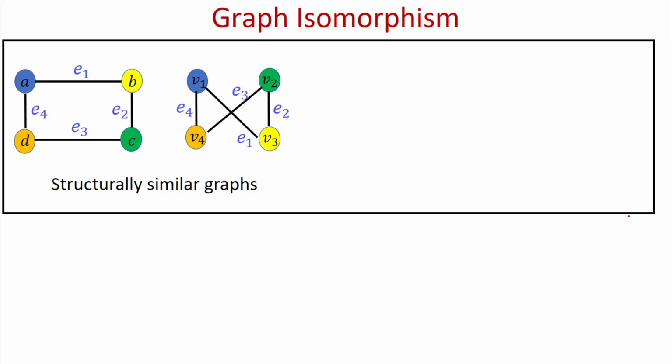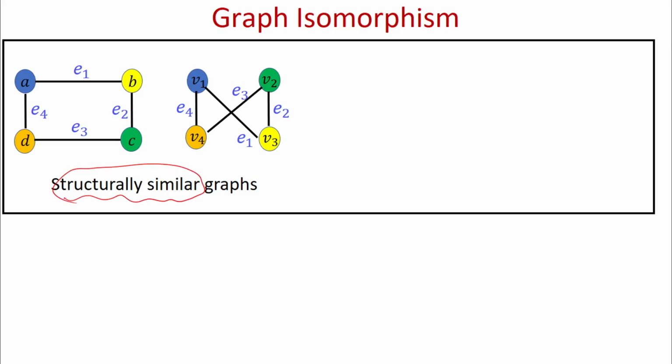Okay. Now let us define graph isomorphism. If you see these two graphs, pictorially they are drawn in a different way. The first graph is a rectangle, whereas the other graph does not look like a rectangle, because you might be saying that there are two edges which are crossing each other, right? But if you see closely, structurally they are similar graphs. What do I mean by structurally they are similar graphs?